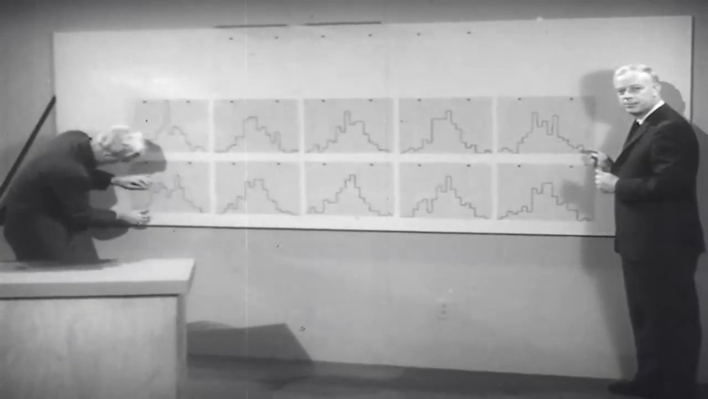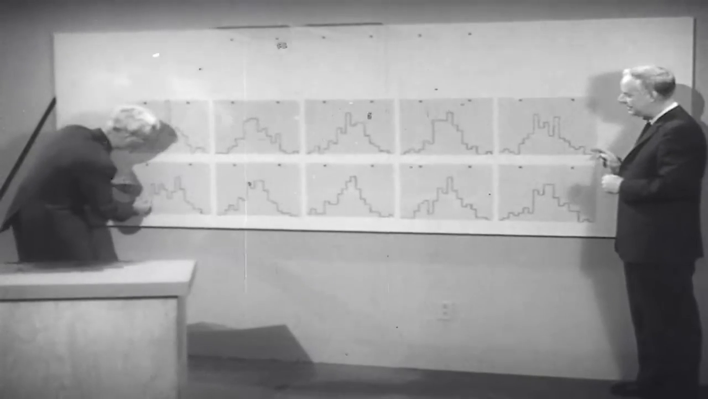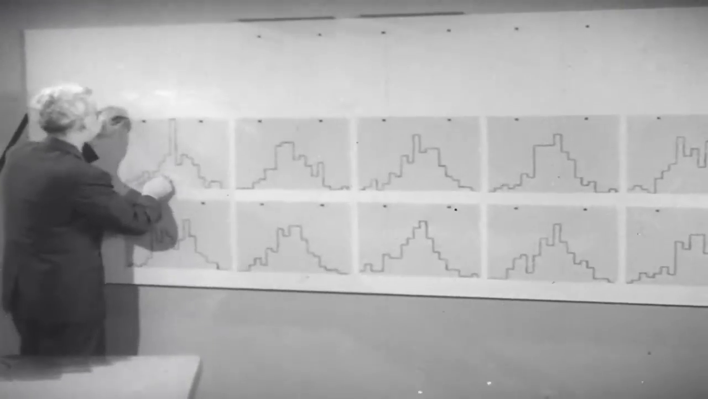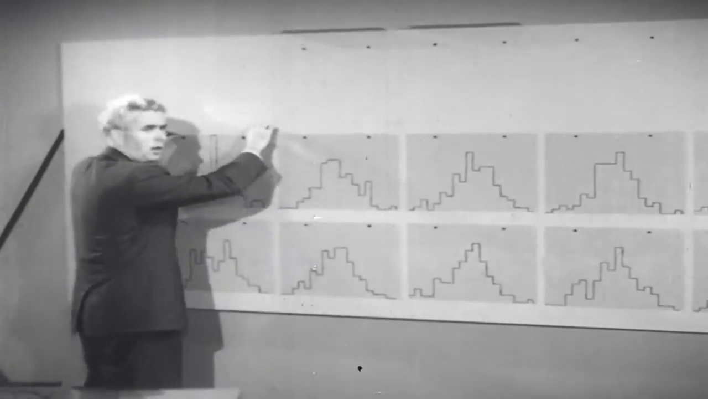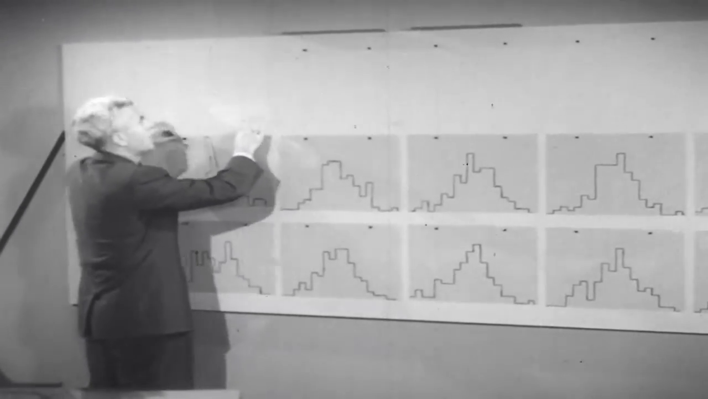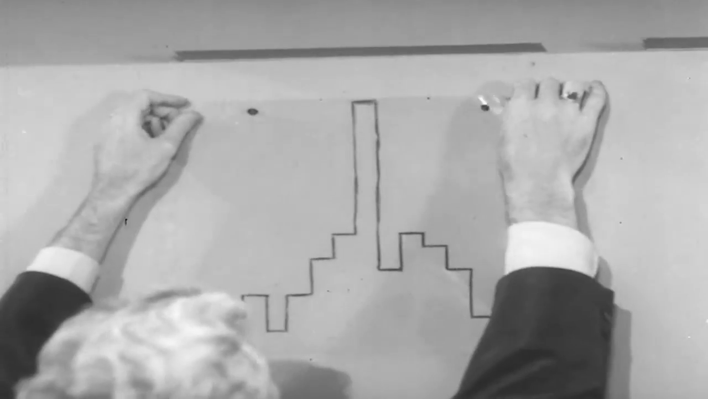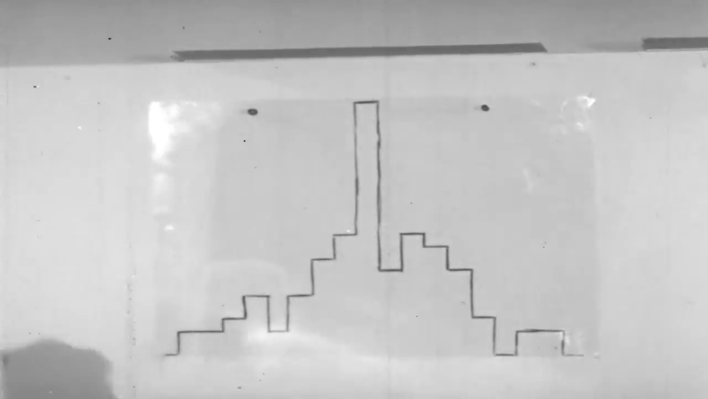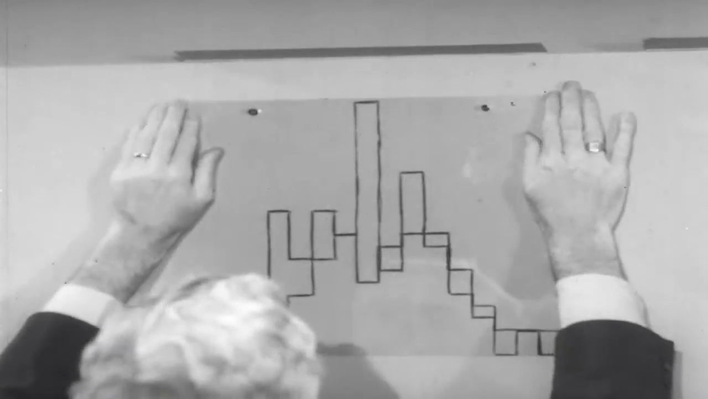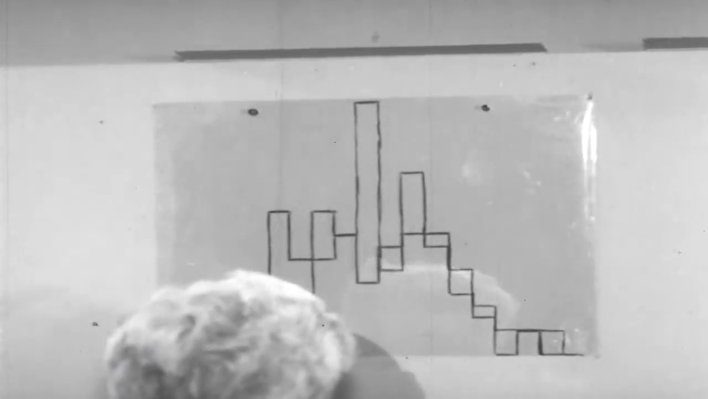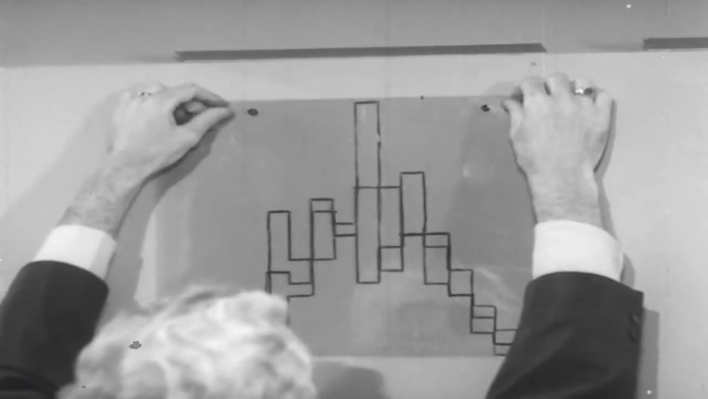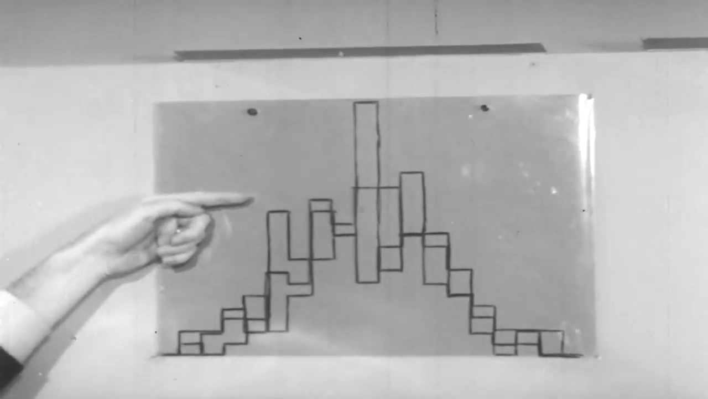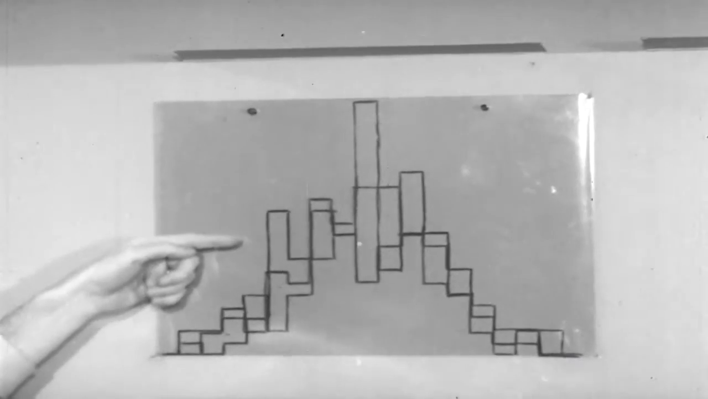Here are the 10 distributions we found in 10 tries. You can see that they're all different. I'll put 3 of them together so you can compare them. Now you can see the sort of fluctuations that there are between them.